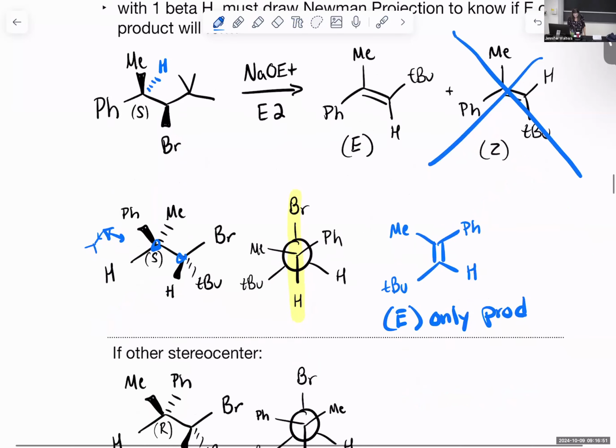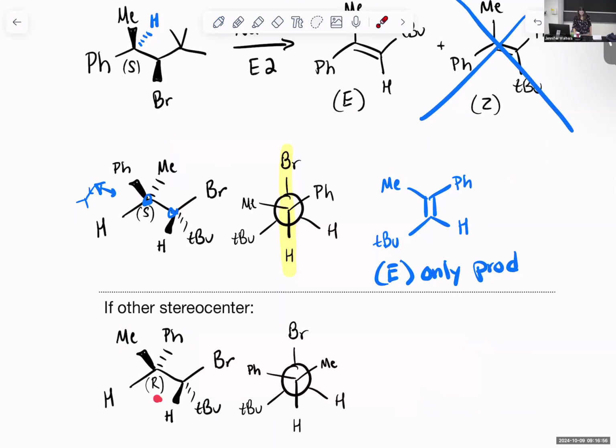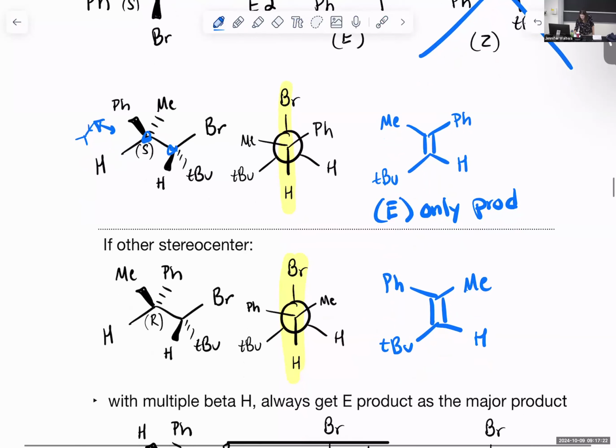So if I imagine, all right, let's invert that stereocenter, so that now I'm R instead of S. Now, when I go to take that hydrogen and that bromine, I get benzene in the upper left, tert-butyl in the lower left, methyl in the upper right, hydrogen in the lower right. My high priorities are now on the same side, so that is a Z alkene. So now Z is the only product.